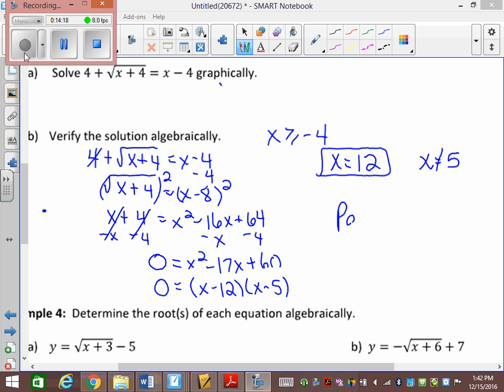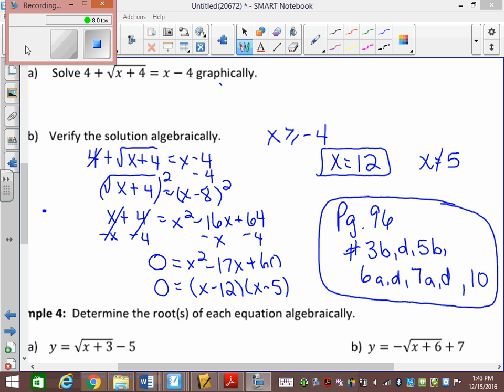So page 96. Page 96, 3BD, 5B, 6AD, 7AD, and 10.